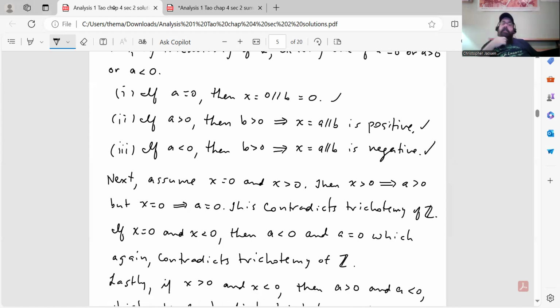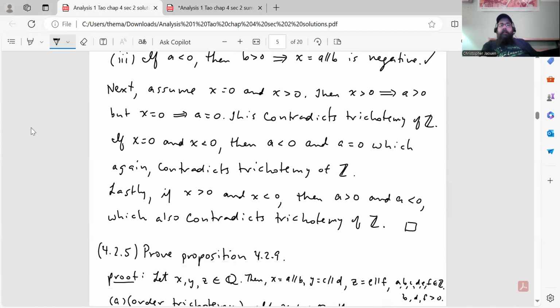So if A equals 0, then X equals 0/B, which is the same equivalence class as 0/1, which is the rational number 0. 2, if A is greater than 0, then we already assumed by hypothesis that B was greater than 0. Then by definition, that means that the rational number A/B, which is equal to X, is positive. And then finally, part 3, if A is negative, then again, by hypothesis, B is greater than 0, which implies X is A/B is a negative number, again, by the way that we defined negative rational number.